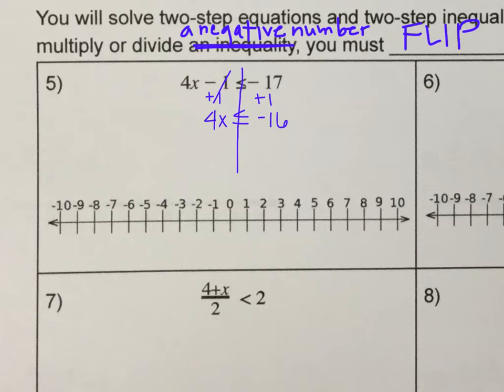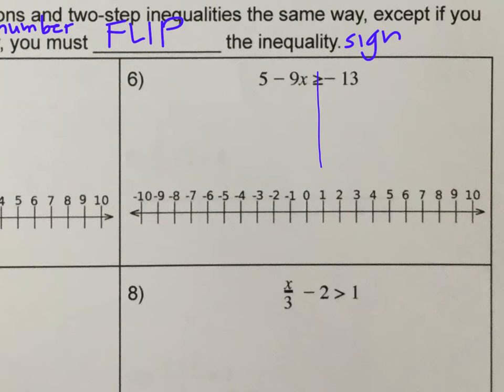Okay, now I'm still trying to get rid of the 4, so the x will be by himself. We know they're being multiplied. I'm going to divide by 4. I divided by a positive number, so we just keep the sign the same. X is less than or equal to negative 4. Closed circle on negative 4 to the left.